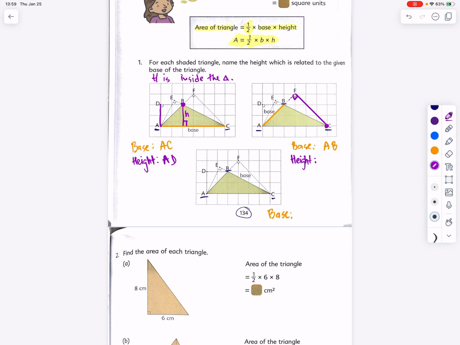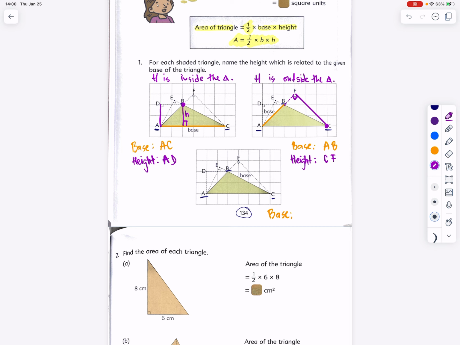In this case, we can extend the base AB. And from this particular point of view, the height is CF. So H for height is outside the triangle. These are not as intuitive. Sometimes you need to rotate your piece of paper to find the base and height.